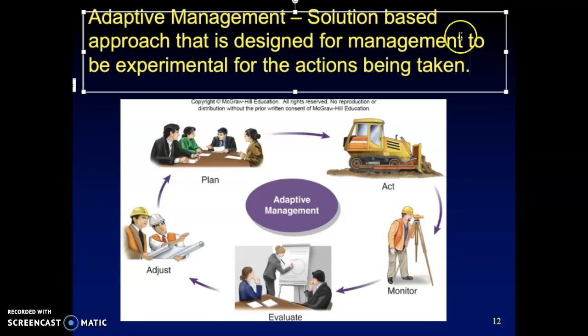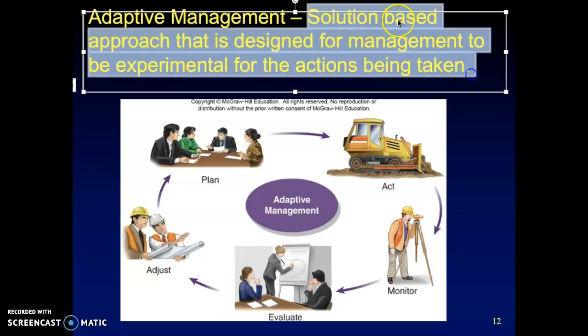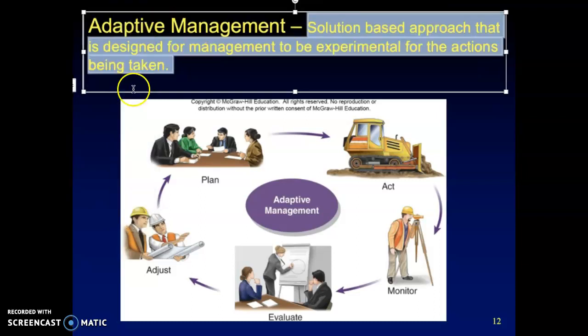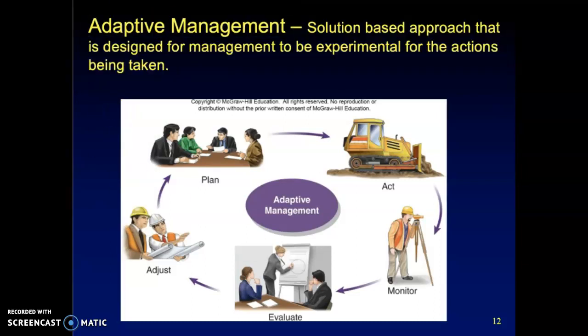Okay, let me change font size, get this typed out, and then we'll walk through what we're doing here with adaptive management. All right, so adaptive management is a solutions-based approach that is designed for management to be experimental for the actions being taken. What this means is checks and balances, constant monitoring, evaluation.